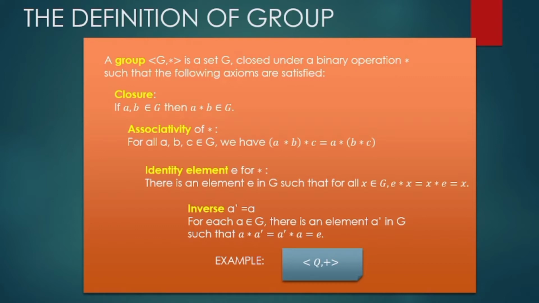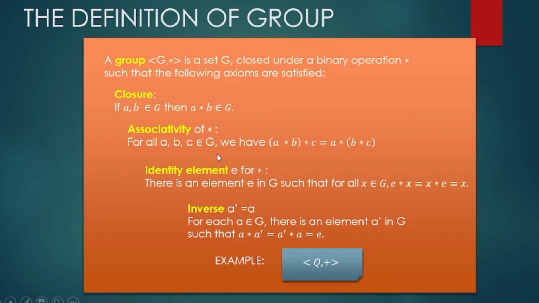A group consists of a non-empty set G together with a binary operation asterisk such that the following properties hold. First is closure. Closure states that take any two elements in set G and apply binary operations. Then A asterisk B should also be in set G. Second, associativity. Associativity is where we move the parentheses around.